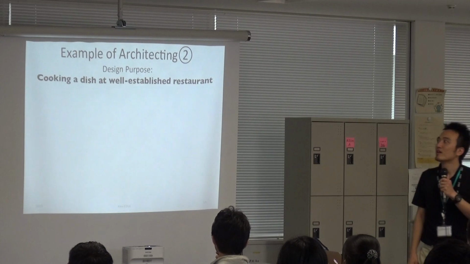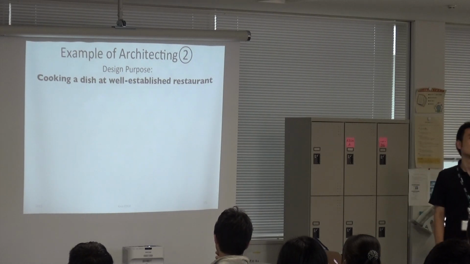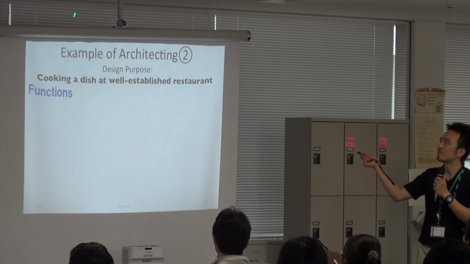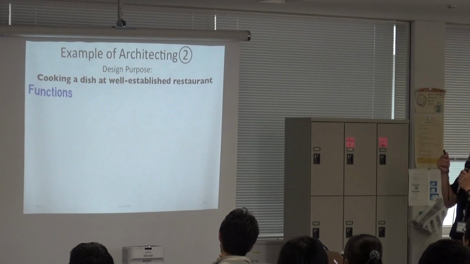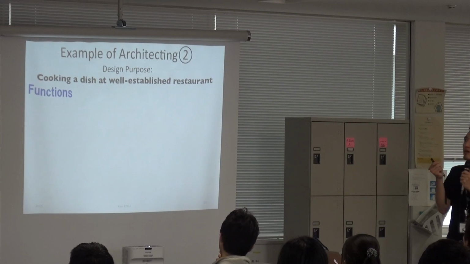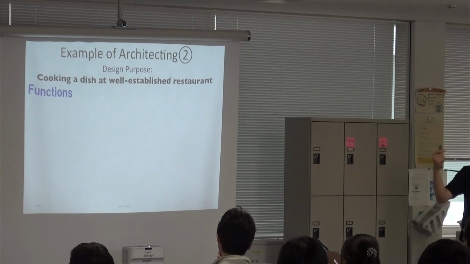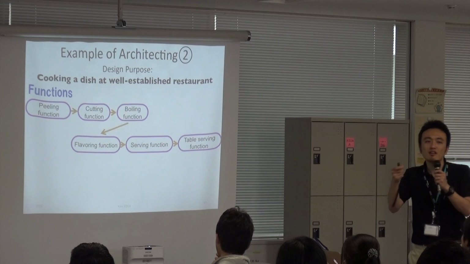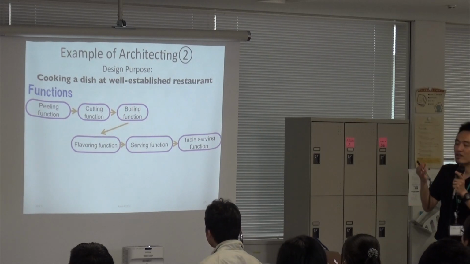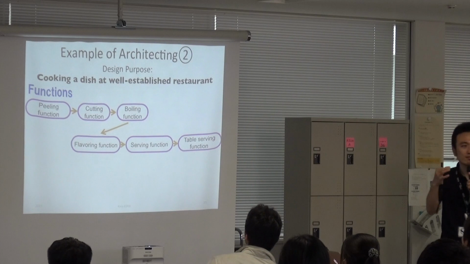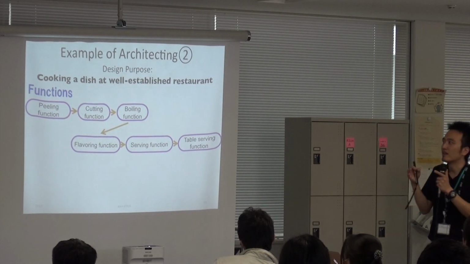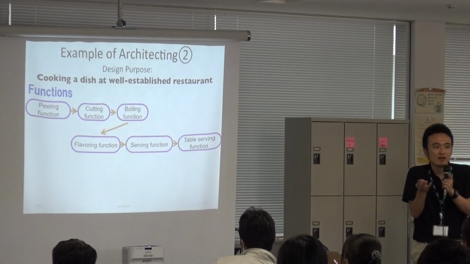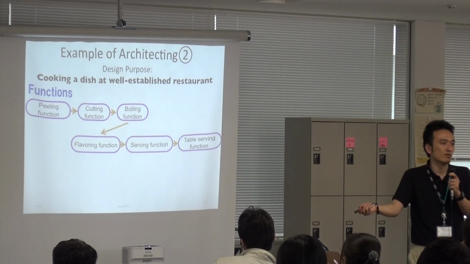So design purpose. The second example: cooking a dish at well-established restaurants. Here's my functions. What do I need to do to cook a dish at a well-established restaurant? There's many steps. This is just a simple example. I'm just taking each step apart. So peeling function, and then cutting function, and then boiling function. Think of the vegetables. And then flavoring function. You need to flavor it with some spices and such. And serve it on the plate function, and then table serving function.